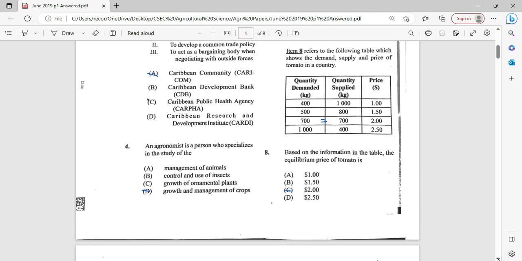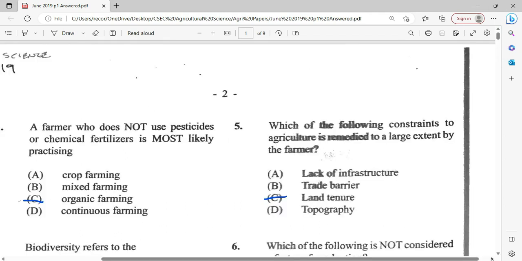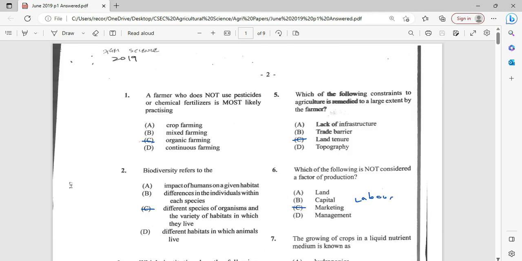Number four, an agronomist is a person who specializes in the study of the growth and management of crops. Moving on to question number five. Which of the following constraints to agriculture is remedied to a large extent by farmer land tenure? See our answer there.